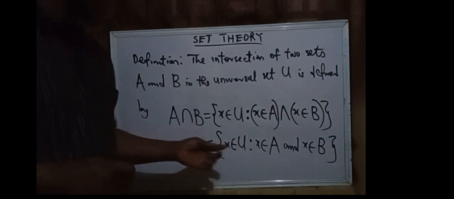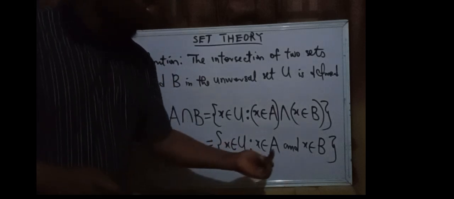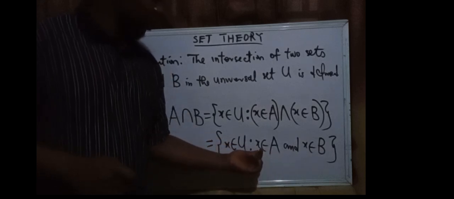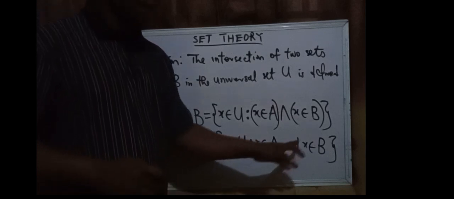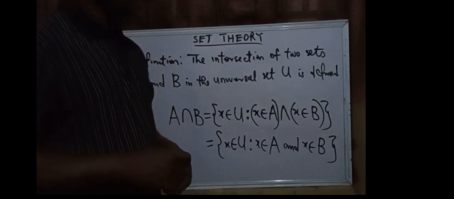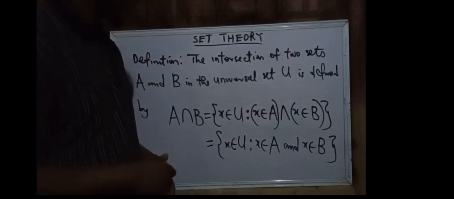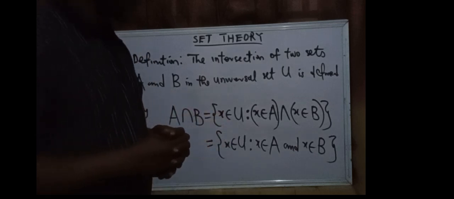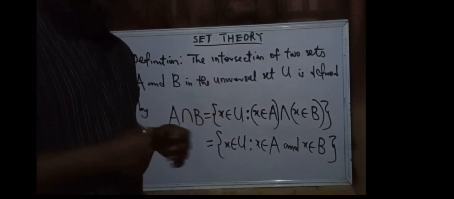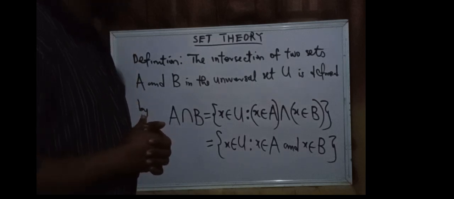Unlike the union of two sets, where the property says x is either in A or x is in B, in this case it has to be and. This means x has to be in A and must be in B at the same time. The set of elements that satisfy this property is what is referred to as the intersection of the sets. Let's see an example before we make further clarification.